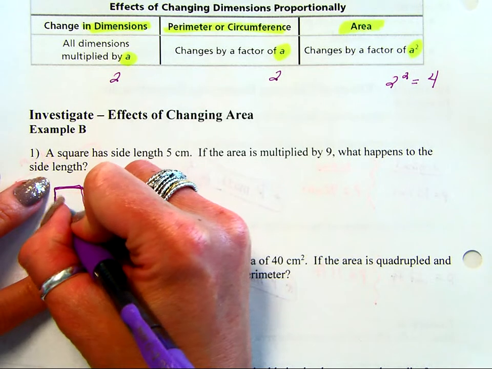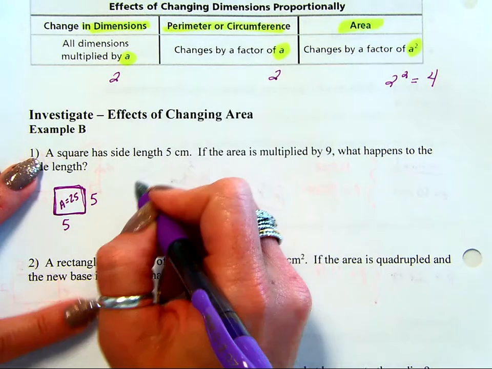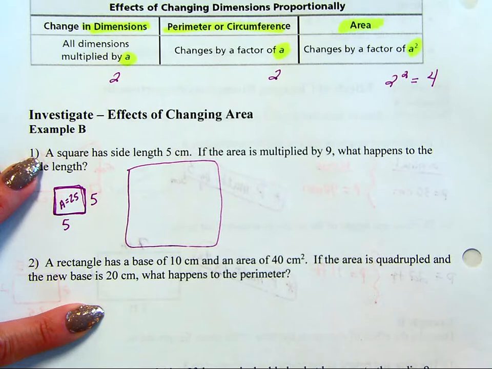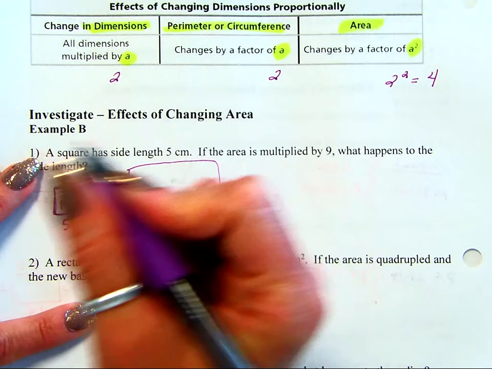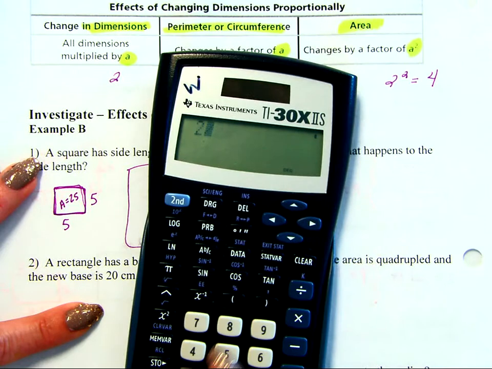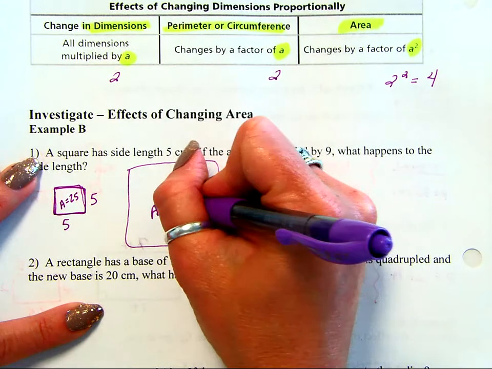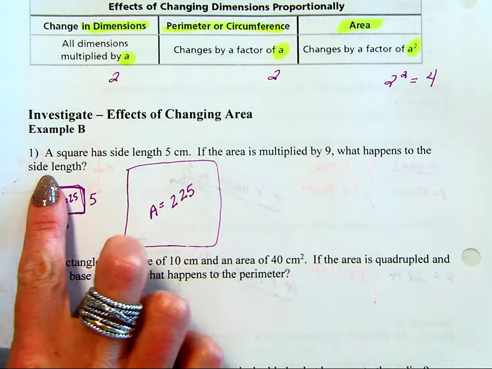Well, I know that this initial area is 25, 5 times 5. Here, my area is going to multiply by 9, and it's going to be a lot bigger. If I take 25 times 9, I find out I get a new area of 225. So this square has an area of 225. The question is, what happens to the side length?